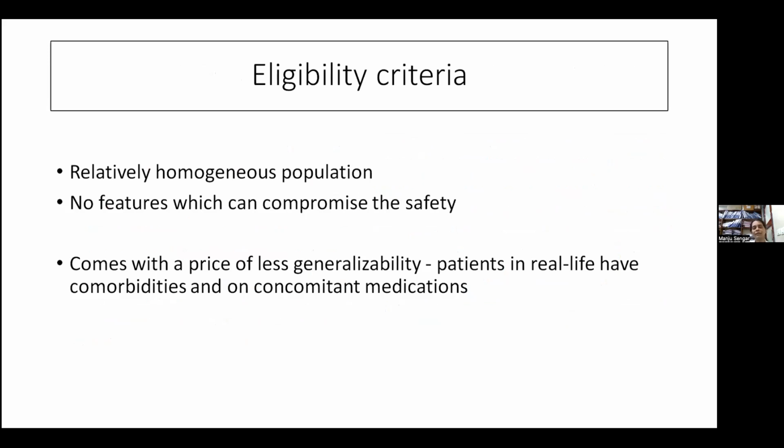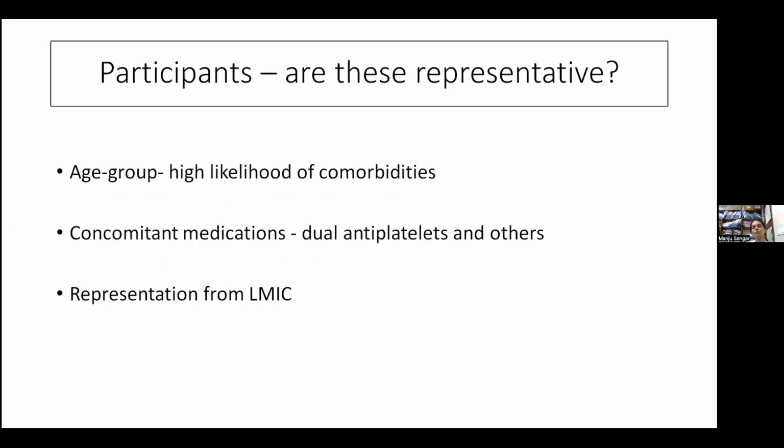Why are such eligibility criteria used in trials? We all know they want a homogeneous population so that you can demonstrate the clear, clean effect of the intervention. And no features should be there in the inclusion criteria, or all those patients should be excluded, where you worry about the safety, that because of the presence of XYZ clinical condition, the safety should not be compromised. However, it does come with the price of less generalizability. And if you look at your real life situation, for patients who are more than 65 years, there's a very high likelihood of comorbidities, more so cardiac comorbidities or cerebrovascular accidents. Many of them are on concomitant medications.